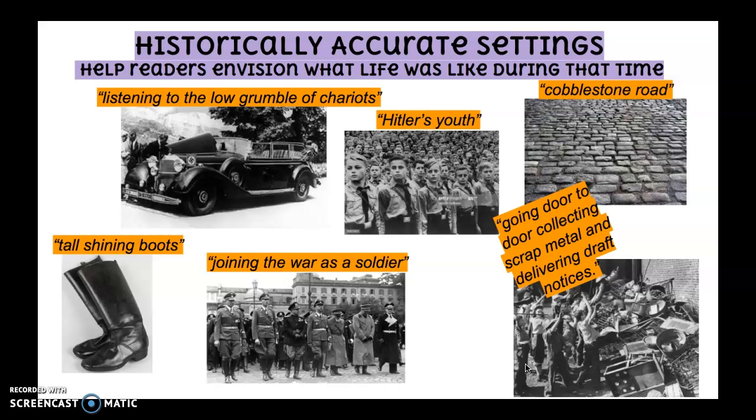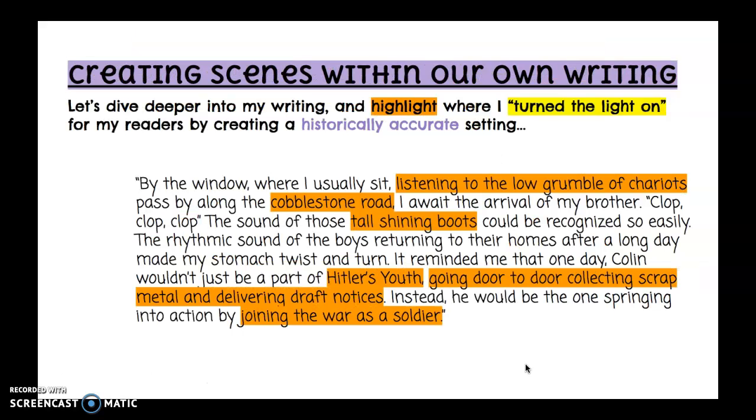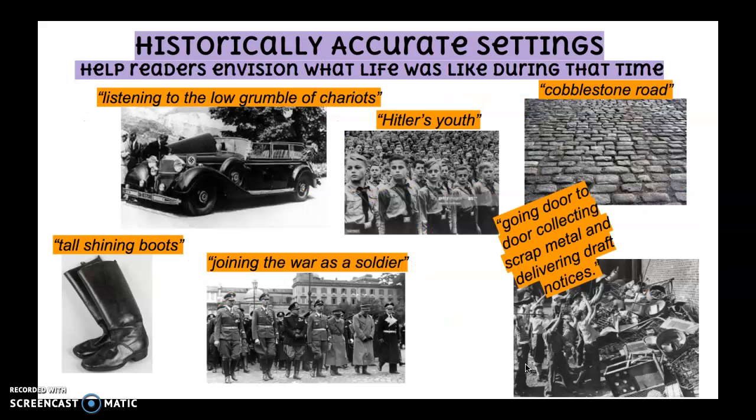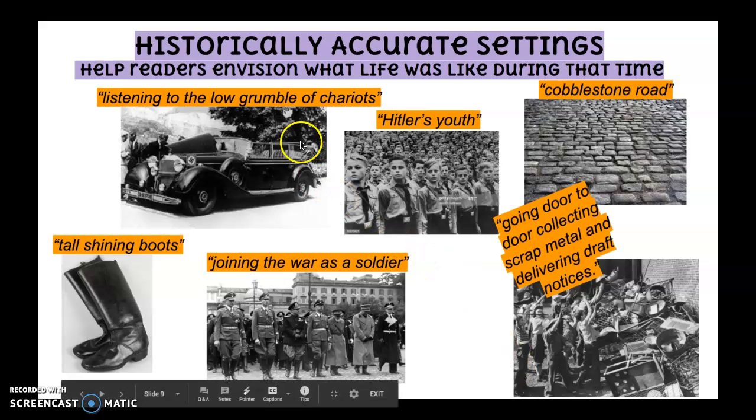Historically accurate settings help readers envision what life was like during that time. So I went back and highlighted all those things in my writing piece to set up that setting, but I also thought about the actual photographs to make images in my mind, and I hope that that helps my readers turn the light on and have a deeper understanding of what life was like and how people really felt during that time. As you can see, this is a photo of a chariot that was used during that time period.